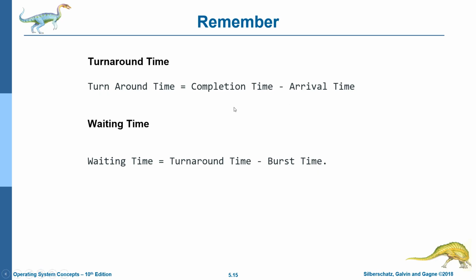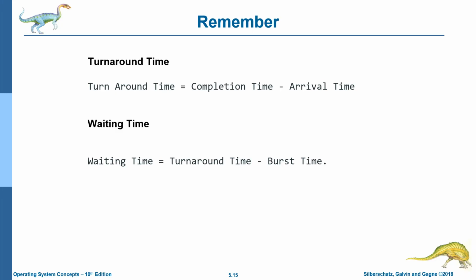But what is the completion time? Whenever the CPU is allocated to a certain process and the process completes its execution, that is its completion time. So we have to deduct the arrival time from the completion time to get the turnaround time. And accordingly, to calculate the waiting time, we will use the turnaround time. We will deduct the burst time, that is the total time required by the process for execution, from the turnaround time. So we will get the waiting time.